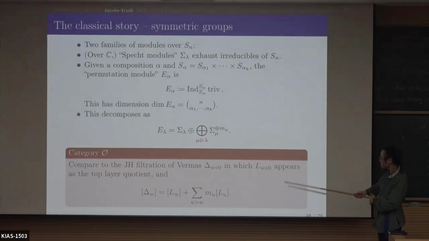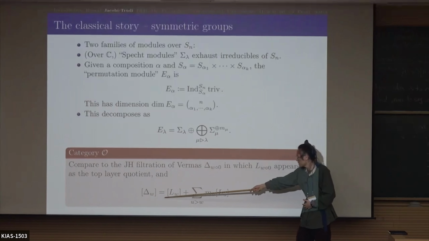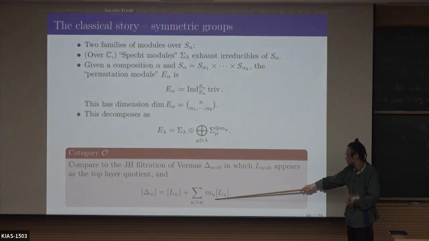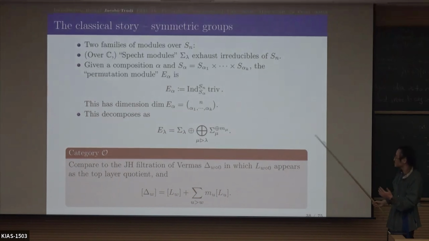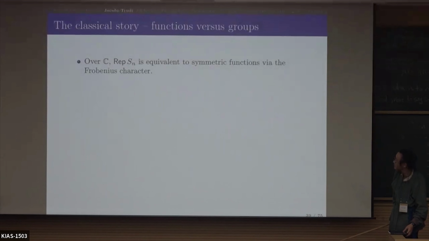Maybe you might compare this to category O, where the Verma module in the Grothendieck group has one copy of the simple module with the same label, and every other simple module appearing has a bigger label. So that's some analogy. You might ask how to make that precise.